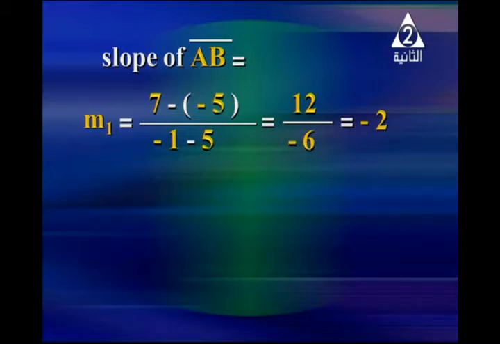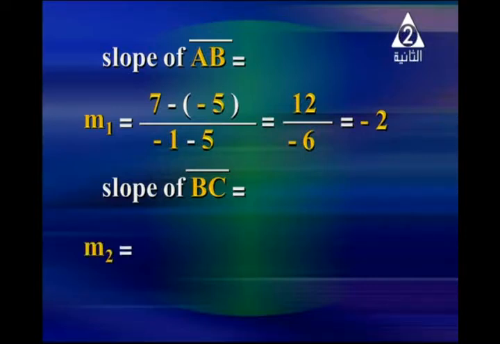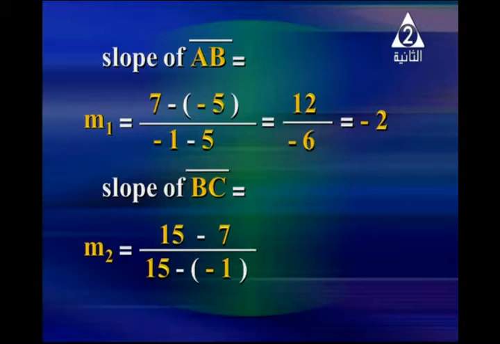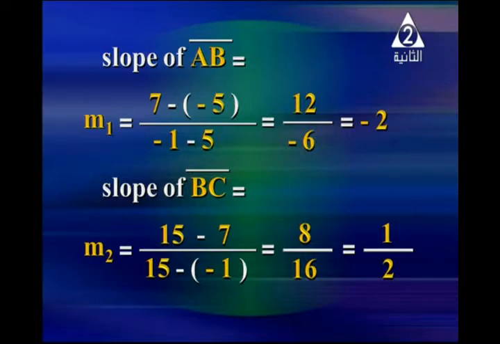Try to find slope of BC. We are going to denote it by M2. By the same rule, you are going to find that M2 equals 15 minus 7 over 15 minus -1 to obtain a result as 8 over 16, and after reduction it will be 1 over 2. What do you notice? Yes, that's correct.